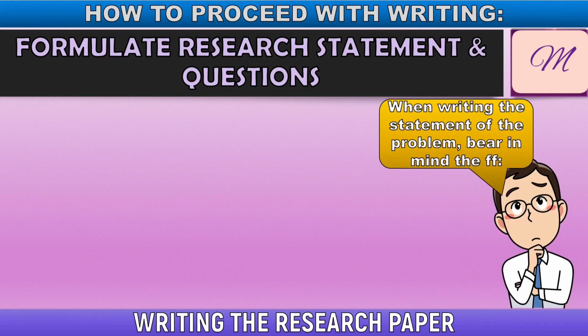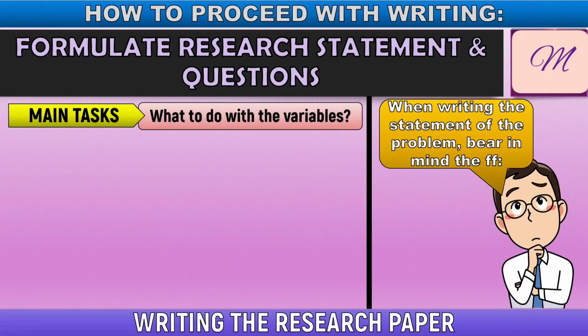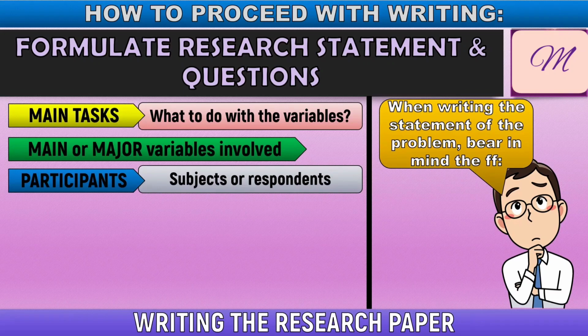First, what are the main tasks that you are going to do in your study? So pretty much you are going to answer the question, what will you do with the variables? Second, what are the main or major variables involved? Third, who are the participants? Participants here refers to the subjects or the respondents that are involved in your study.